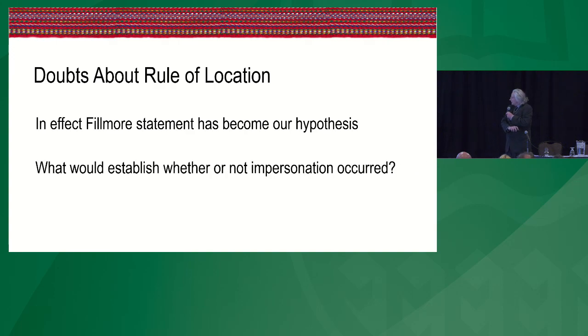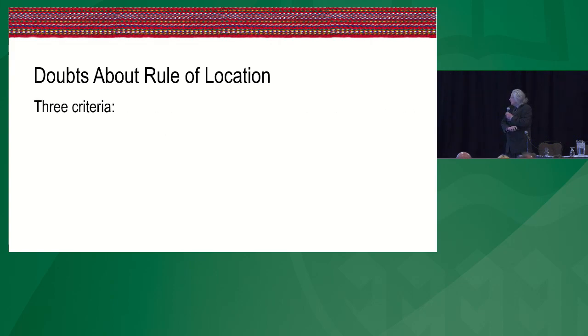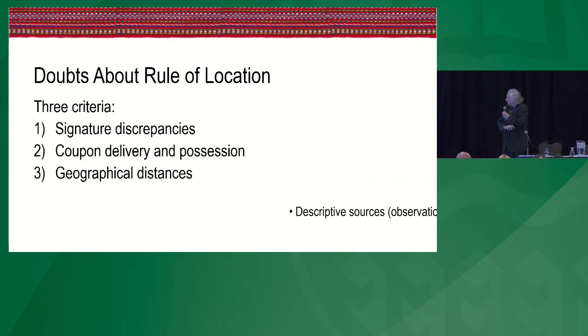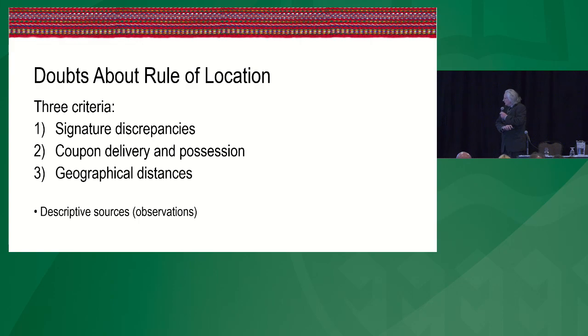Fillmore's is our hypothesis. What would establish whether or not impersonation occurred? There's three possibilities: signature discrepancies, coupon delivery and possession, geographical distances, descriptive sources.